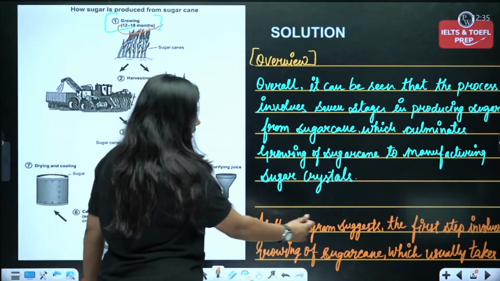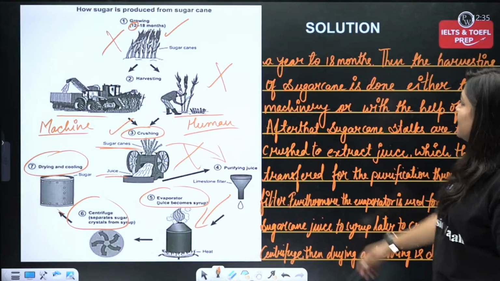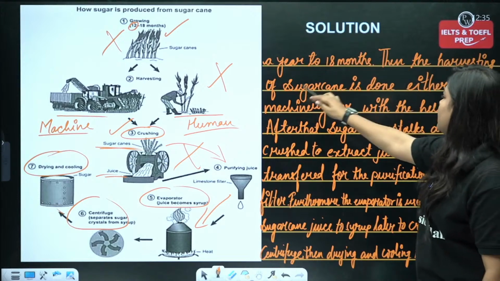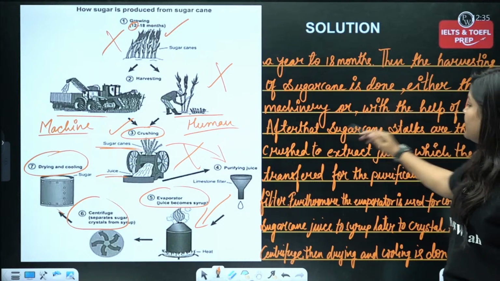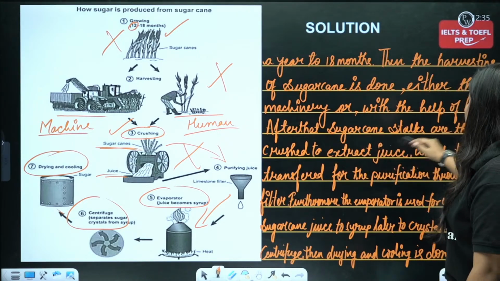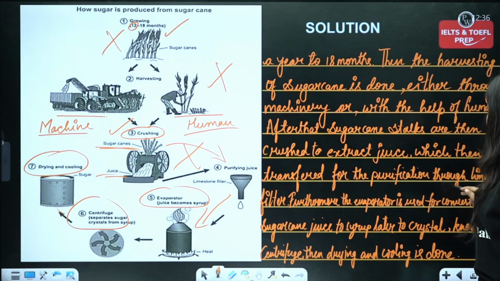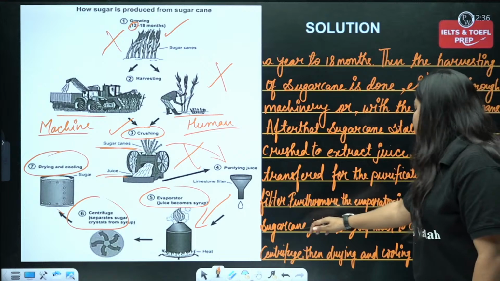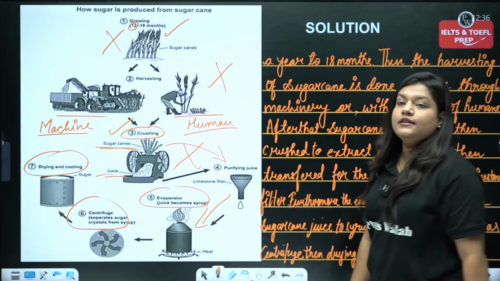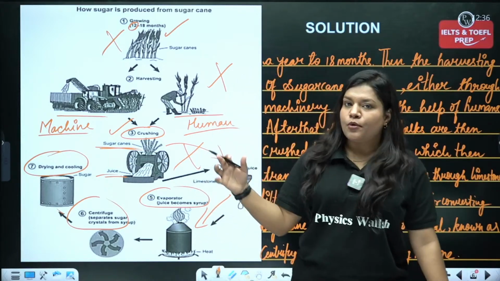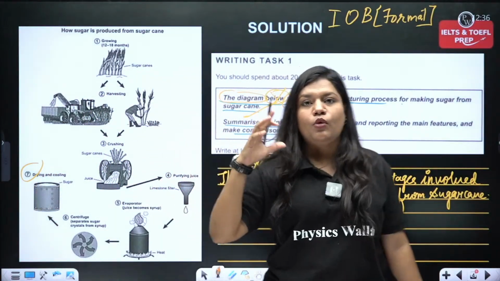It started off with, as the diagram suggests, the first step involves growing of sugarcane, which usually takes a year to 18 months. Then the harvesting of sugarcane is done either through machinery or with the help of humans. After that, sugarcane stalks are then crushed to extract juice, which is then transferred for purification through limestone filter. Furthermore, the evaporator is used for converting sugarcane juice to syrup, later to crystal, known as centrifuge. Then drying and cooling is being done. Clear? This is the entire process, ranging from an introduction, overview, and the body paragraph. Clear?